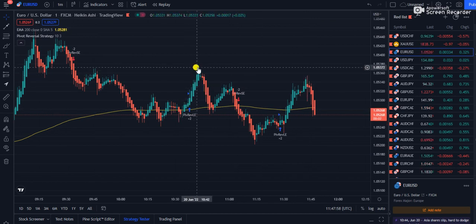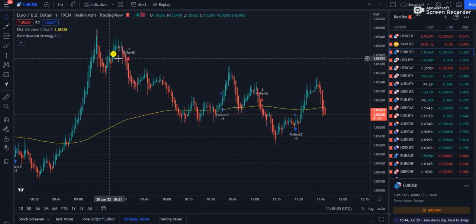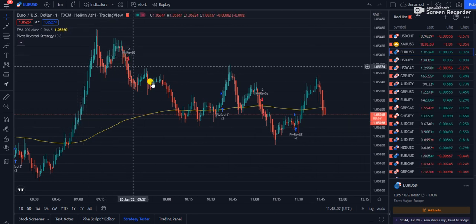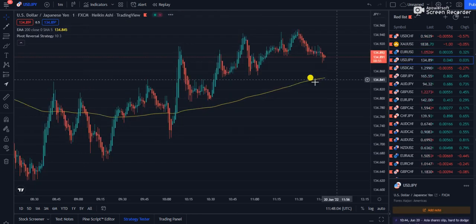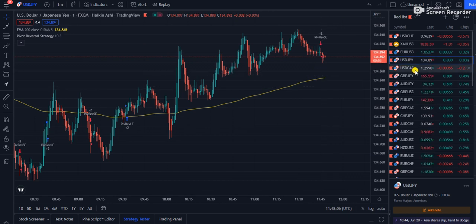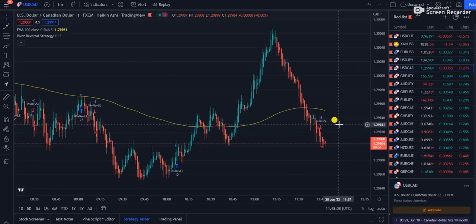Look here, you had a chance to buy above the moving average. You will not sell above the moving average. That's the simple rule that you need to follow. Okay, I have already explained about the USD JPY. Okay, now look at here.